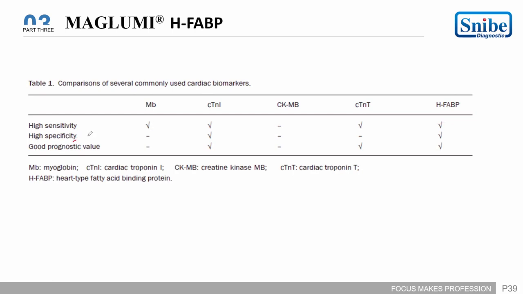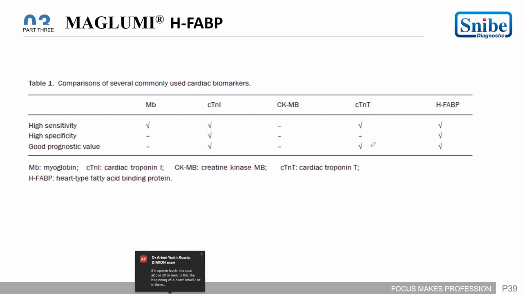While we talk about specificity, cardiac troponin I and HFABP have high specificity to rule out myocardial infarction or to act as cardiac markers. If we talk about the prognostic value, troponin I, conventional and high sensitivity, and troponin T are also a best option as a cardiac marker.